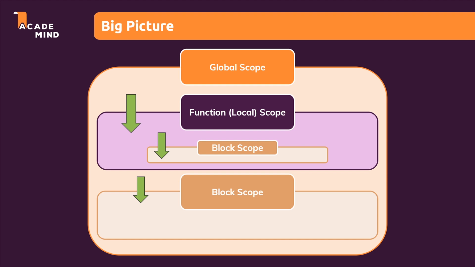What does not work, for example, is from a nested block scope to the surrounding function scope, or from the function scope to the surrounding global scope. Also not from a function or block scope to a neighboring block scope. This would also all not work. This is the essence of what you need to keep in mind there.